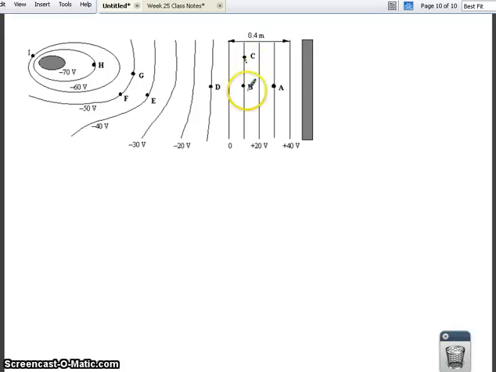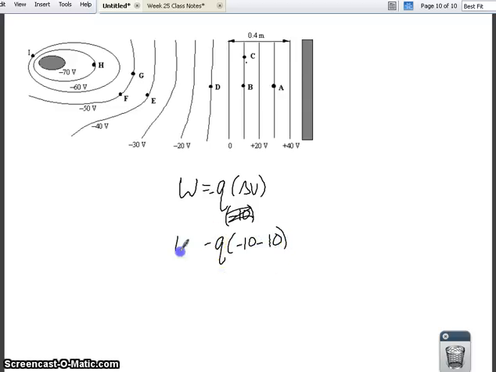If you're asked to move from B to D, and you know the charge, you know the work done is going to be Q, whatever the Q is, times delta V. In this case, it would be negative 10, oh, I forgot the negative there, I'm sorry, negative 10 minus positive 10, because this one's negative 10, this one's positive 10. So you can actually calculate the amount of work done to move from one spot to another.